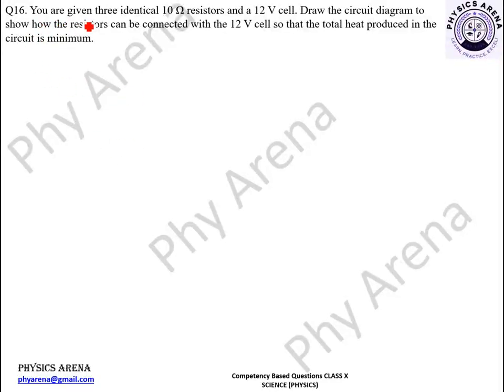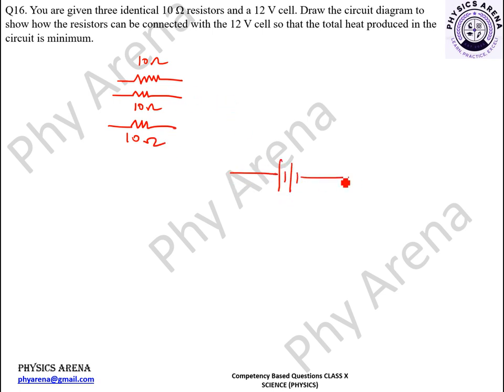Question 16. You are given three identical 10 ohm resistors and a 12 volt cell. Draw the circuit diagram to show how the resistors can be connected with the 12 volt cell so that the total heat produced in the circuit is minimum. So we have three resistors, and each of these resistors is 10 ohm. Now we need to connect these resistors to a 12 volt battery in such a way that the power consumed is minimum, or in other words, the heat produced is minimum.